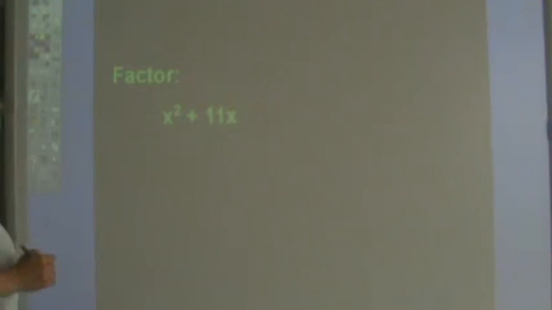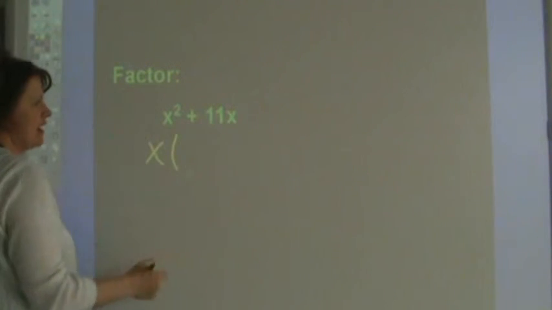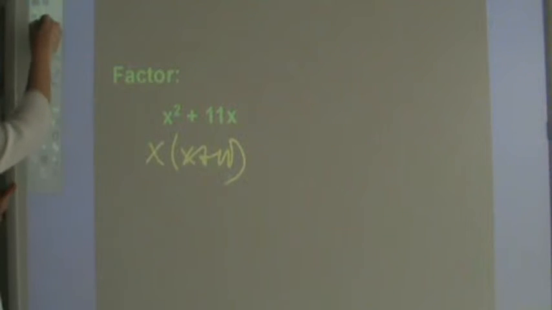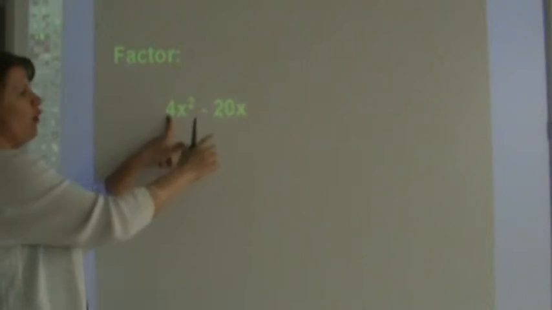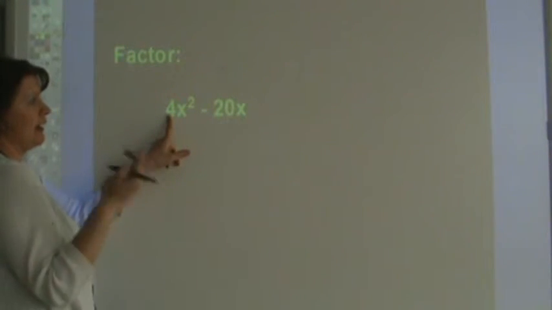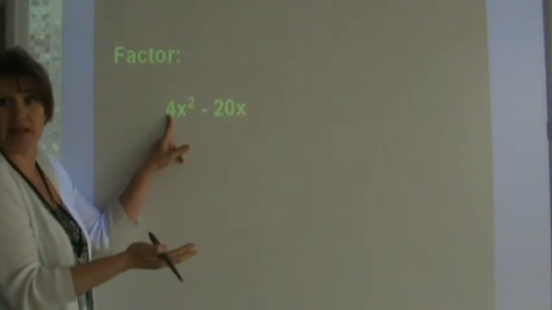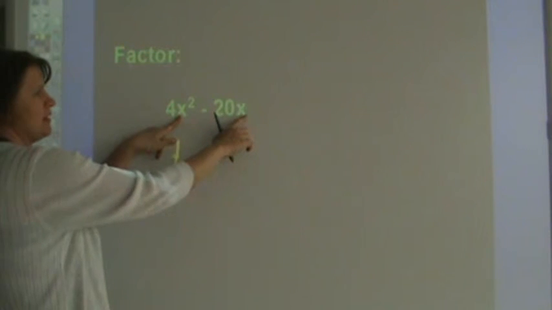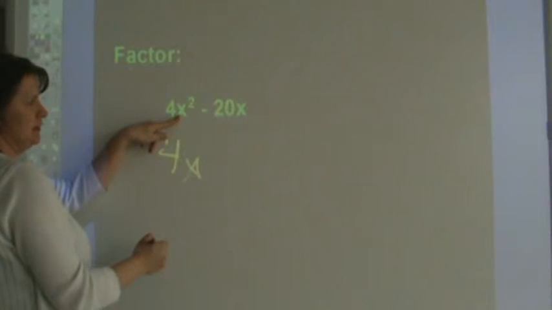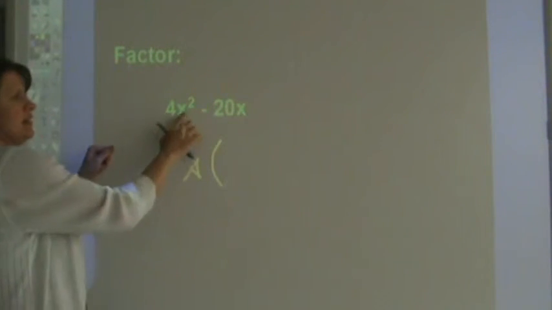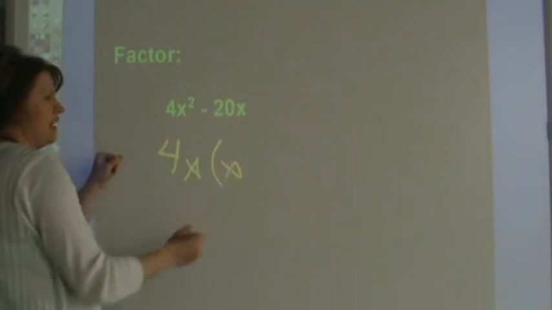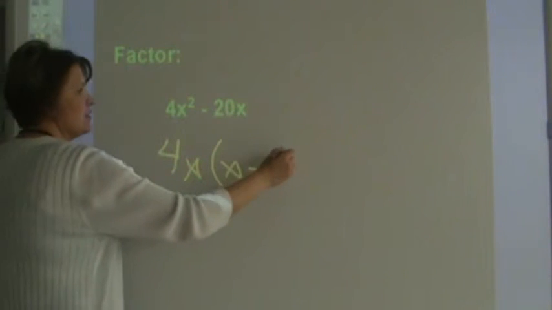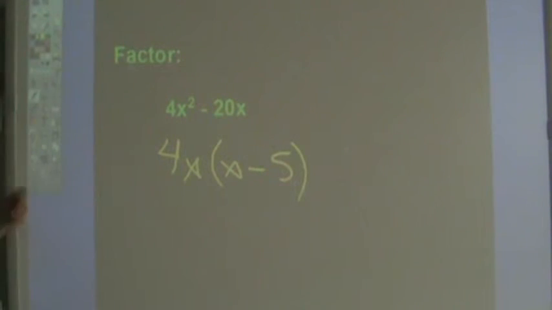Okay? Again, biggest thing I can take out is an x, and then I have x plus 11 left. All right, now we got a 4 and a 20. Well, I can take out a 1, I can take out a 2, and I can take out a 4. So we want to take out the biggest number we can, which is a 4. All right, then I look at my x squareds and my x, I can take out an x. If I divide this by this, I still have an x left. I got my minus, and this divided by this would just be 5.